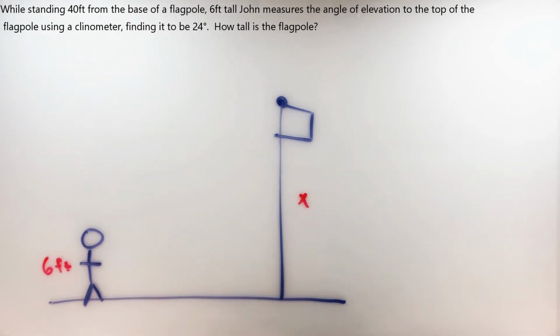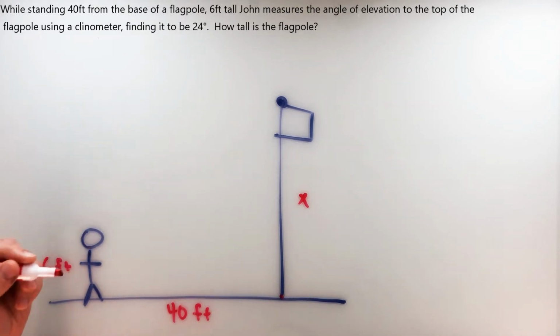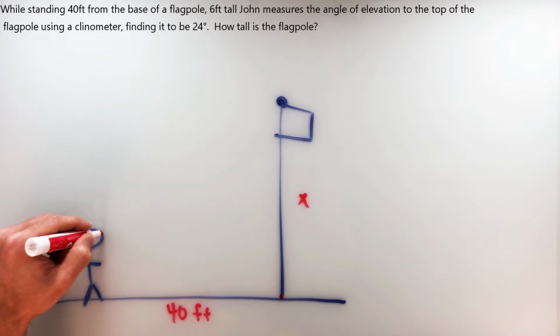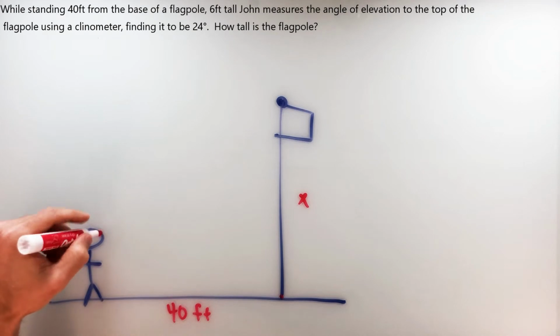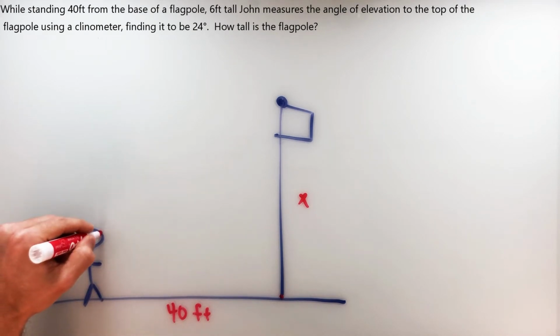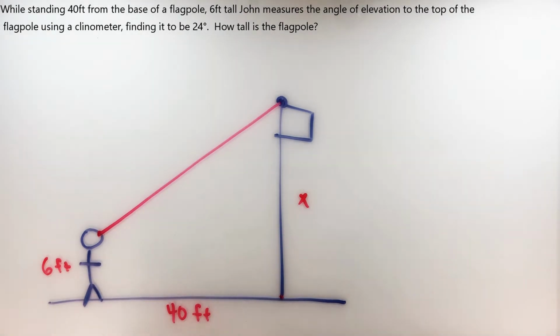The other values that it gives us are the distance away from the person to the base of the flagpole. So notice it says the base of the flagpole, which is right there. So if the distance from the person to the base of the flagpole is given, that's going to be right here on the ground. So that says it's 40 feet. Okay, the last value it gives us is the angle of elevation from the person to the top of the flagpole. Now, if the person is measuring the angle, usually that's going to be with their eye. If they're using a clinometer, it's just a little tool that you can look into. It'll tell you what the angle is the person's looking up at. So the person's eye to the top of the flagpole will be that value, that distance right there.